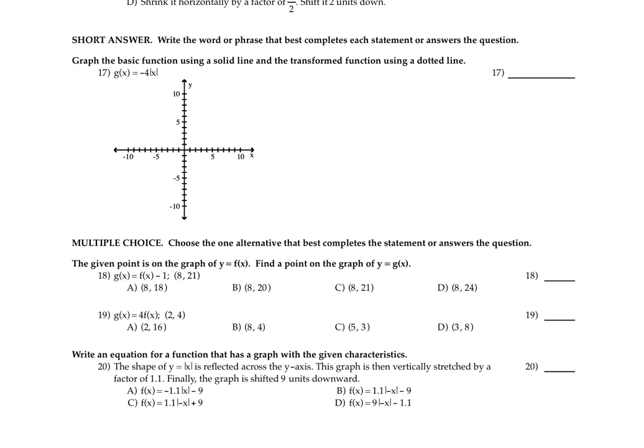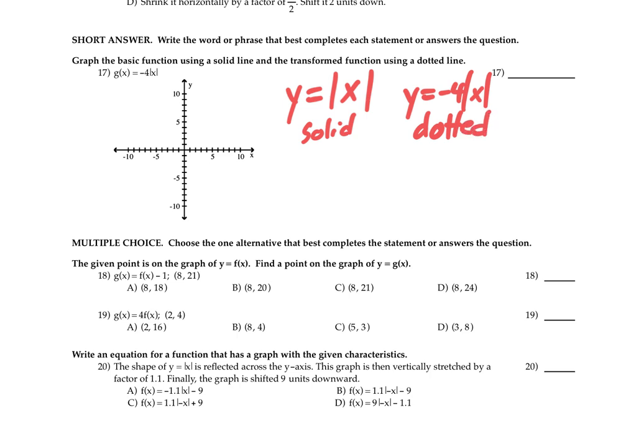Okay, on 17, I want you to graph both graphs, and it tells you that in the directions. Graph the basic function, and because this is absolute value, the basic function would just be the absolute value of x. And you're going to do that with a solid line. And then you're going to do y equals -4 times the absolute value of x with a dotted line. So you just graph two graphs.